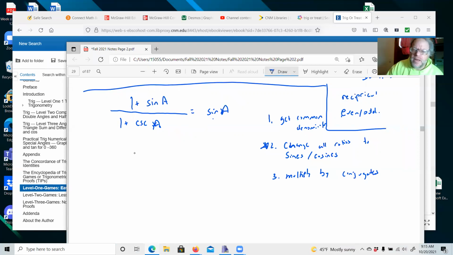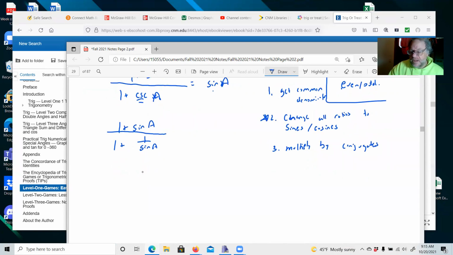Maybe. Okay. But my first thought might be something like, why don't we change our cosecant to a 1 over sine? Okay, so we could say this is 1 over sine A, 1 plus 1 over sine A. Now we could try to get something like a common denominator here. I don't want to mess with the top of my fraction just yet. Okay, so we've got a 1 plus sine A here.